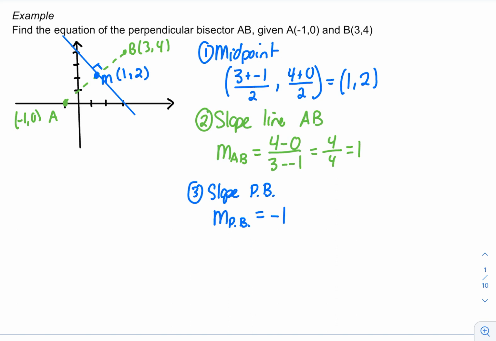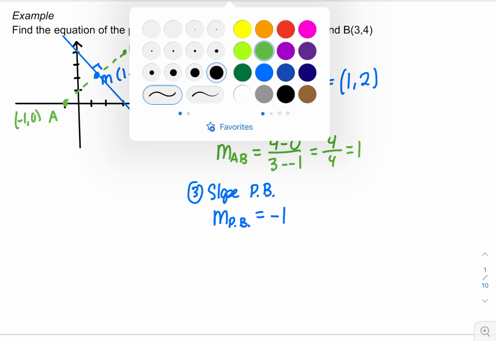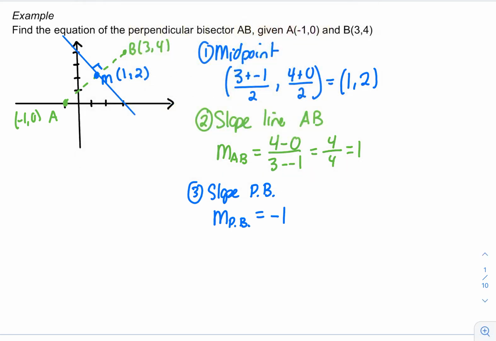So now we have the slope of our line. So let me highlight this. We have the slope of our line, and we have a point on our line. So we're ready to find the actual equation of our perpendicular bisector. Our slope is negative 1, so our perpendicular bisector will have the equation y = -1x, or just -x, + c.